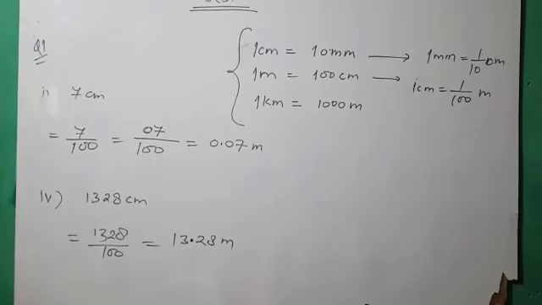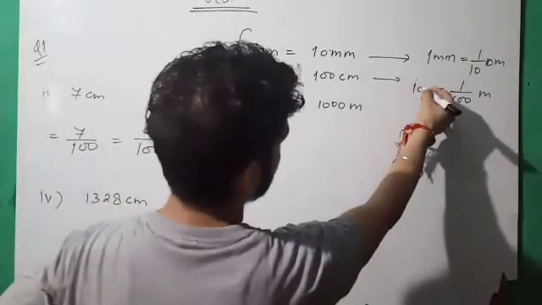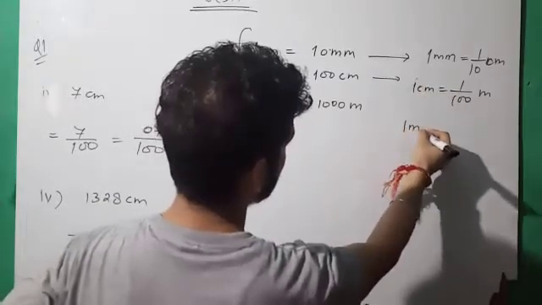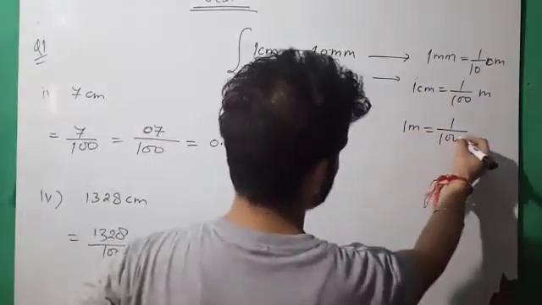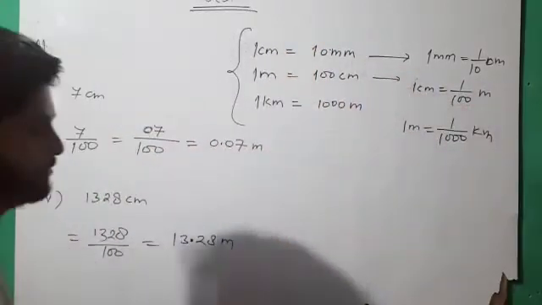Now the next question is question 4, kilometer. Express as kilometer. Now we have a relation between the kilometer and meter. Similarly, we can say that 1 meter equals 1 by 1000 kilometer. These are very, very important relations. You have to remember all these. These three are very, very important.